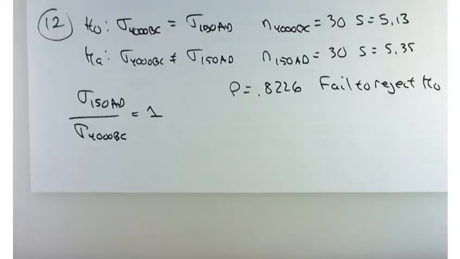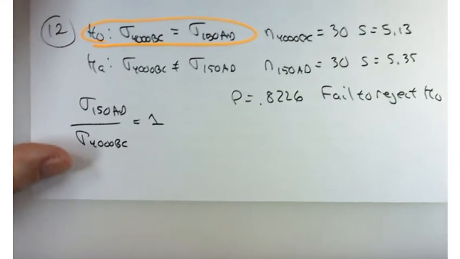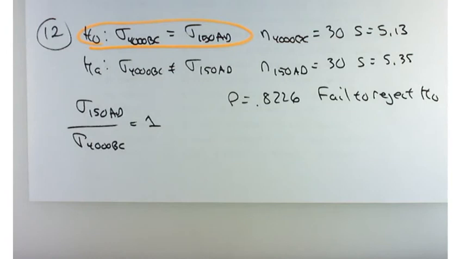Now, our original claim in this particular one was that the variation of these things was the same. So that was our original claim. See if you can state for yourself, take a moment to practice, what the conclusion should be.